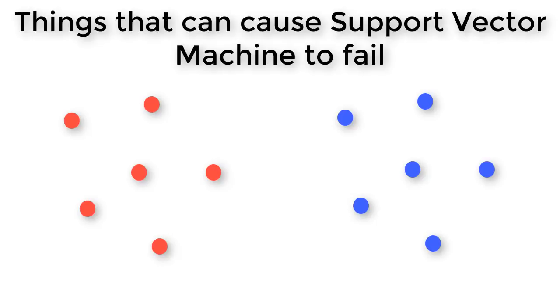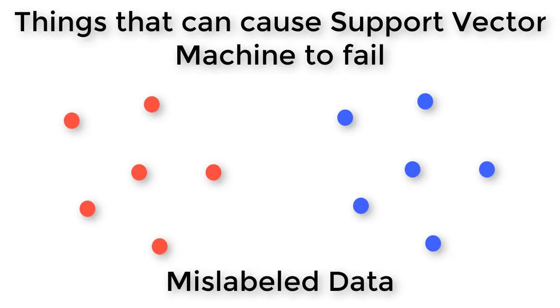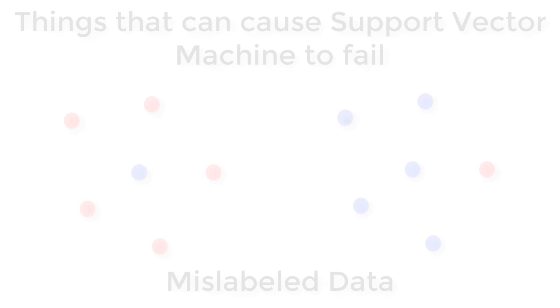Or let's suppose that some of our data has been mislabeled by the supervisor. In this case, we might have a single blue point floating amongst the red points. It may be that all the rest of the data really is separable, but this one mislabeled point is going to cause some confusion in our support vector machine algorithm.